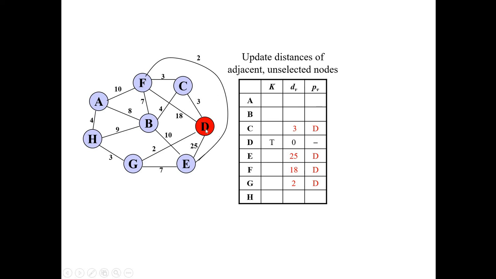Now which one is the next adjacent node? G. The distance between D and G is 2, so it is filled in here. So we just filled in the distances. Update the distance of adjacent unselected nodes. So we have to update the distance. Now come to the next. The red node is shown, meaning this is the visited node.